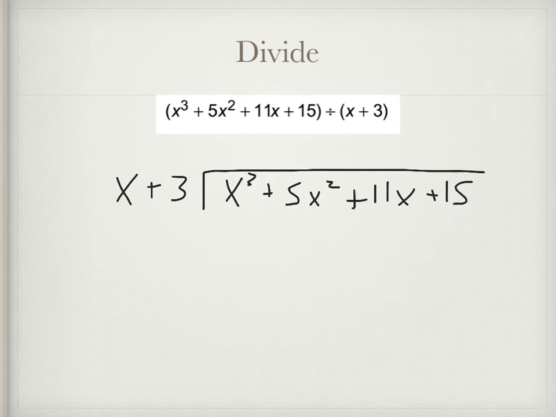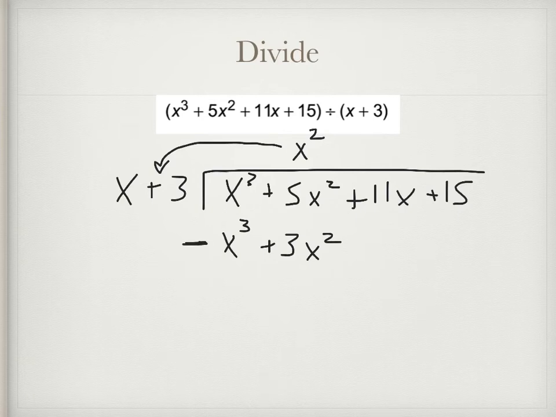So what times x gives us x cubed? X squared. So we have x squared on top of the 5x squared. And now we multiply this times the start. So we have x squared times x, which is x cubed, and x squared times 3, which is plus 3x squared. What do we need to do now?